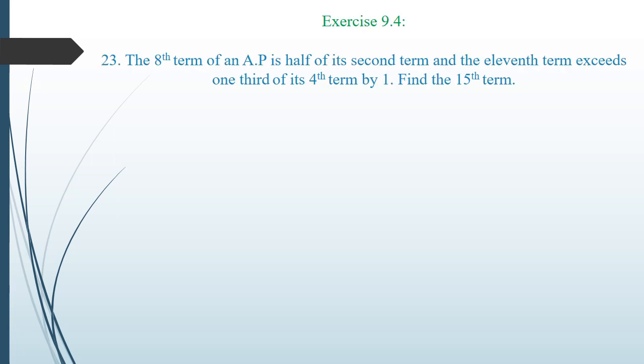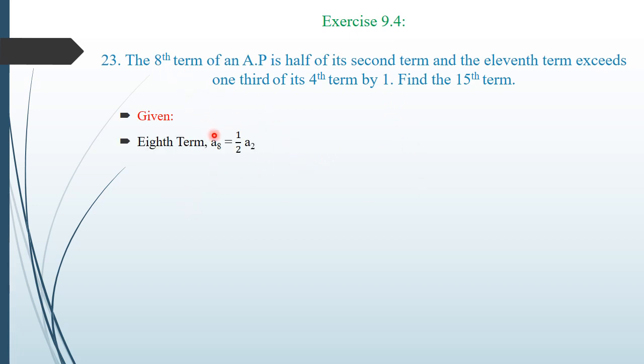Coming to the next question, question number 23, which says the 8th term of an AP is half of its second term, and the 11th term exceeds 1/3 of its 4th term by 1. Find the 15th term. Let us break down this entire question into two statements and write them down in the form of equations as given data. First one is the 8th term.